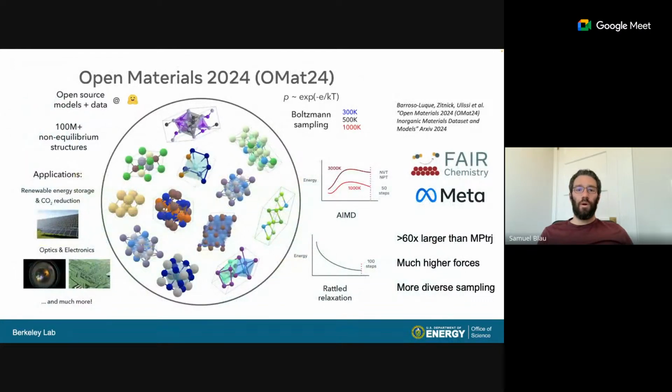But in 2024, a team at Meta, the FAIR chemistry team, released the Open Materials 2024 (OMat) dataset. And OMat was over 60 times larger than MPtrj. It has much higher forces, so you're sampling geometries that are off equilibrium, further from minima of the potential energy surface, with more diverse sampling. And they released it freely to the community.